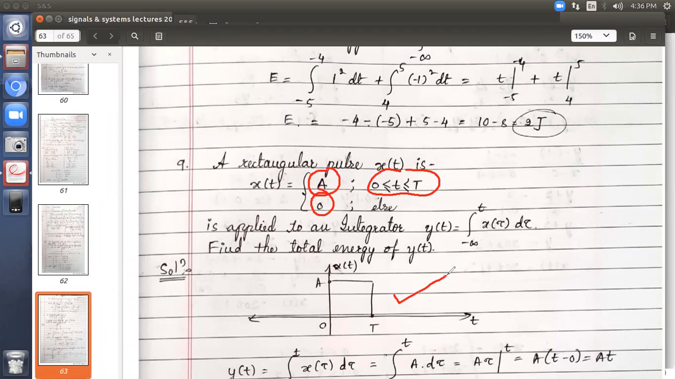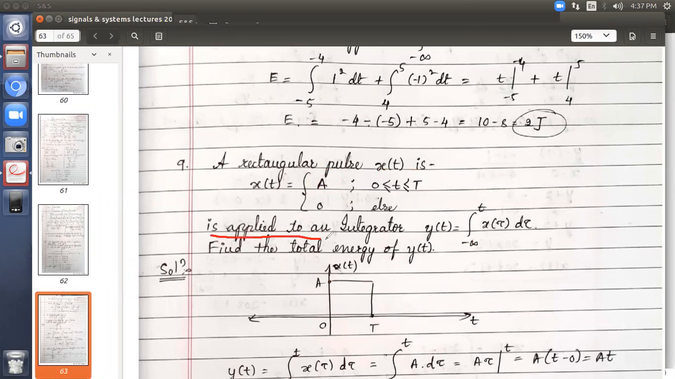So x of t is given between 0 to T, some range is given, amplitude is A, some general amplitude A, and it is 0 otherwise. I have drawn the signal here, you can see. Between 0 to T, one constant amplitude A. I don't know what A is, general amplitude A, and 0 otherwise, no other amplitudes. Only between 0 to T the signal exists. Okay.